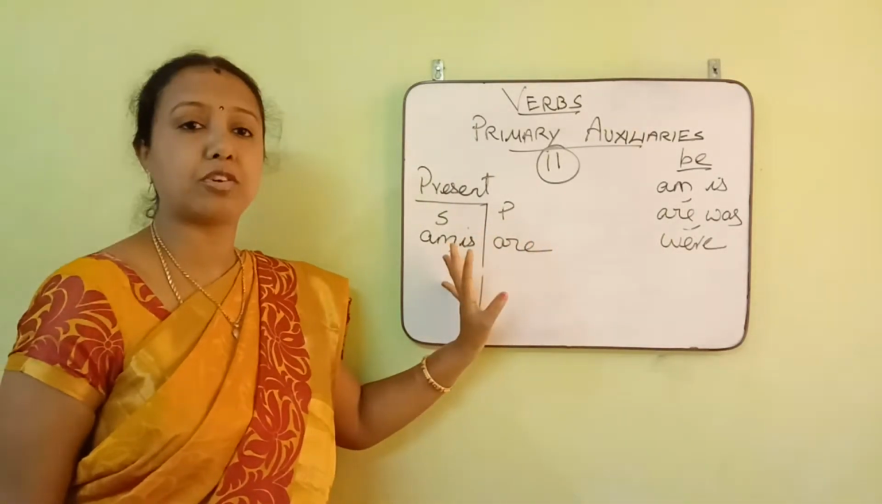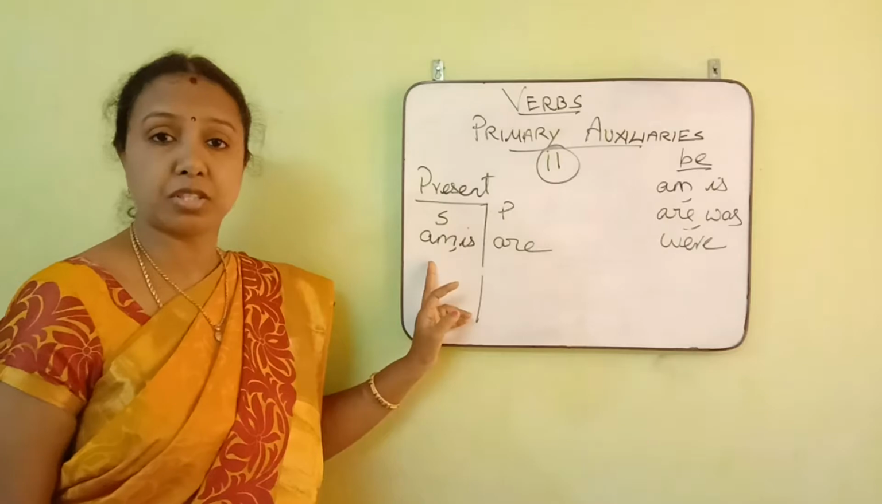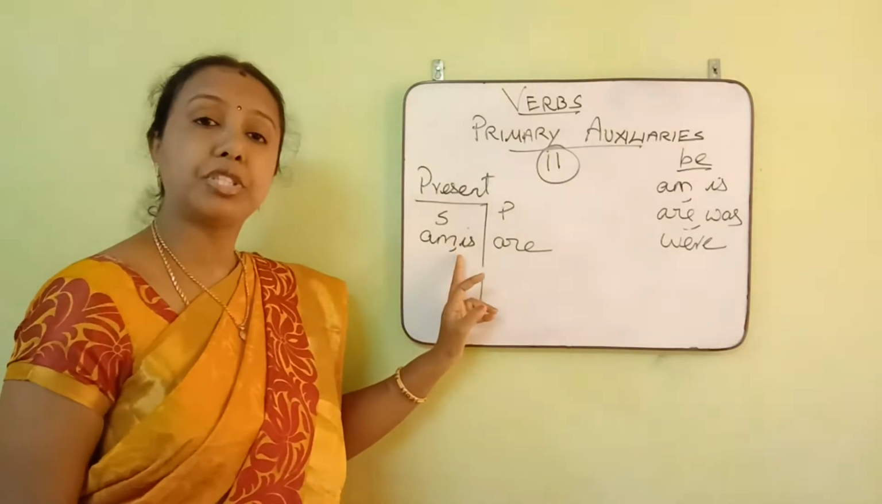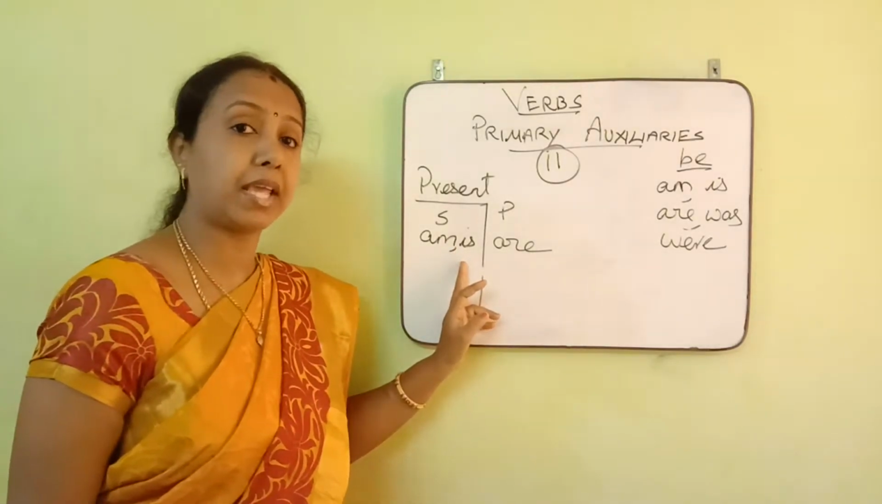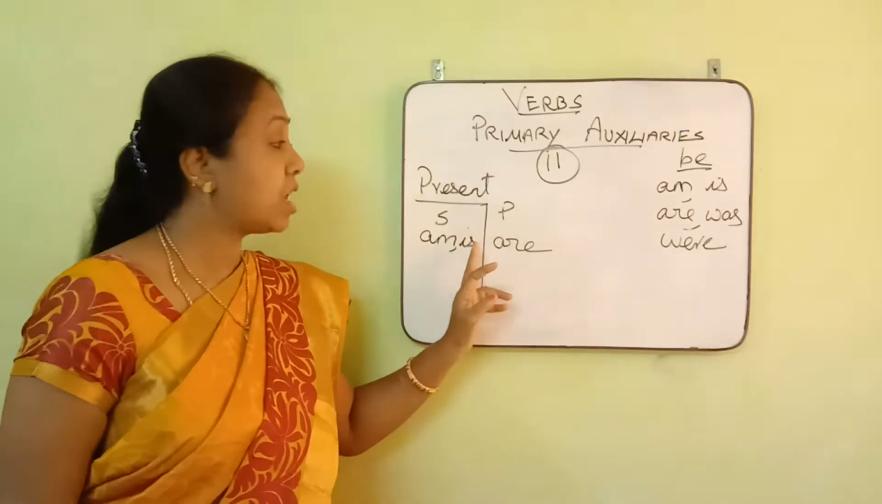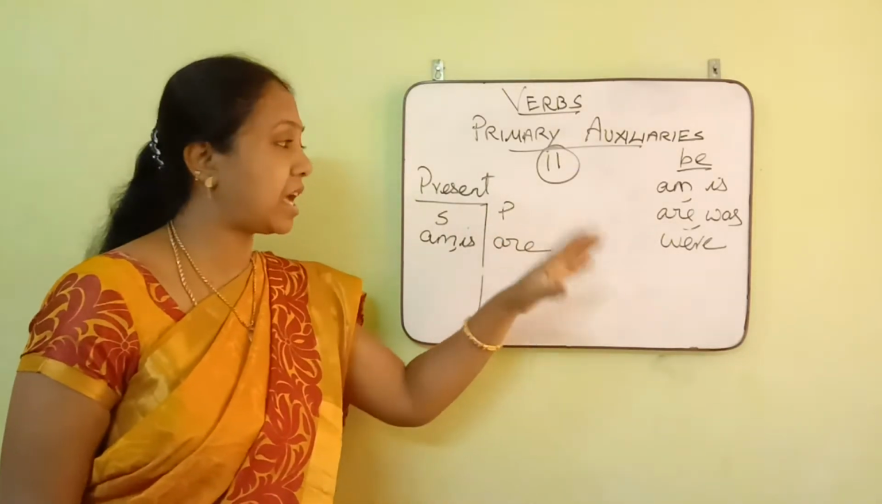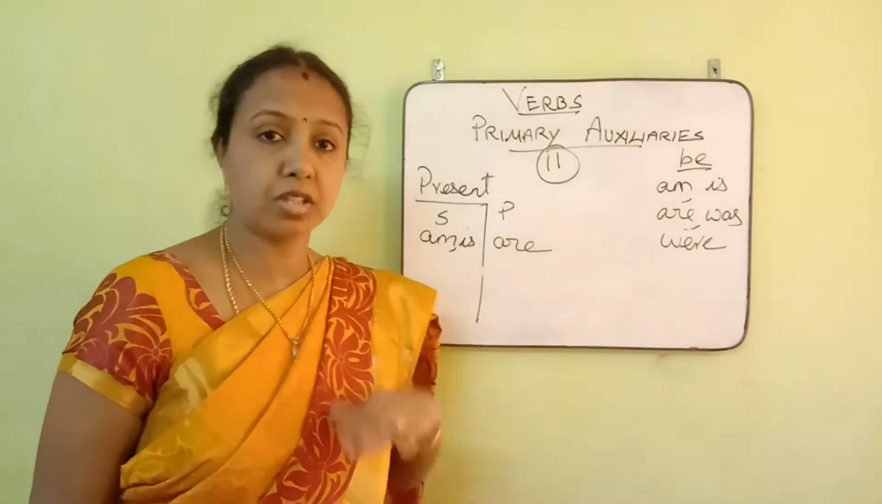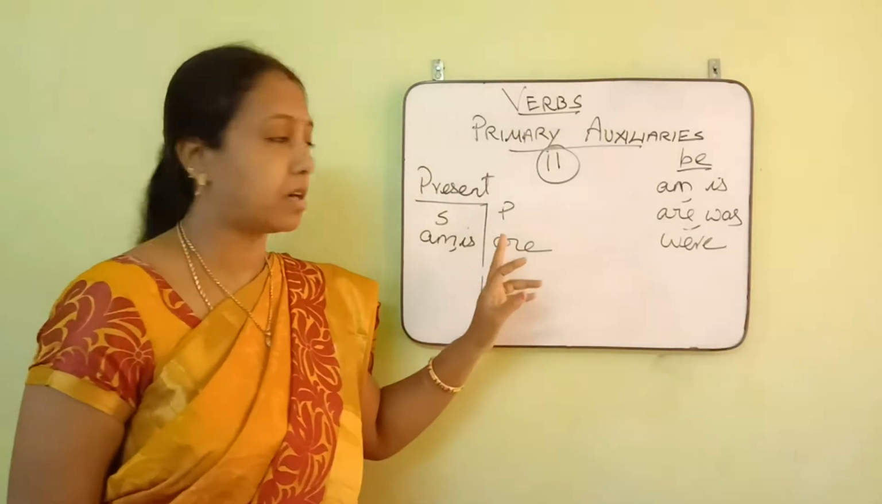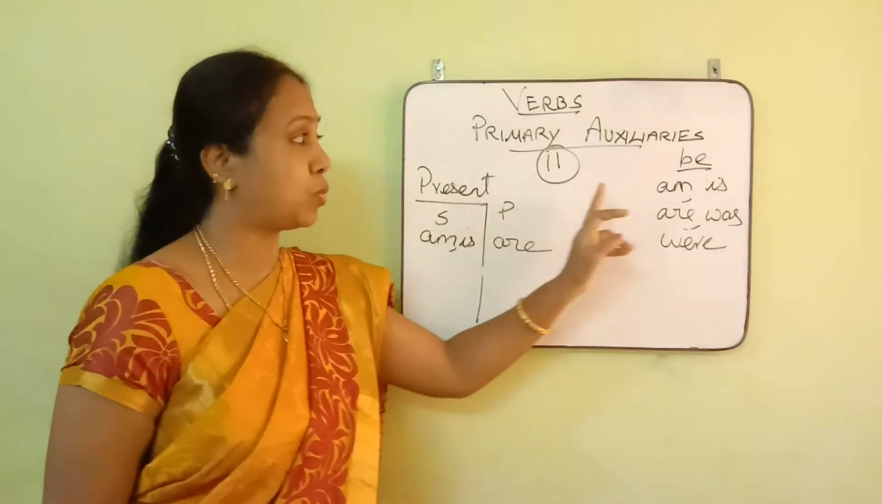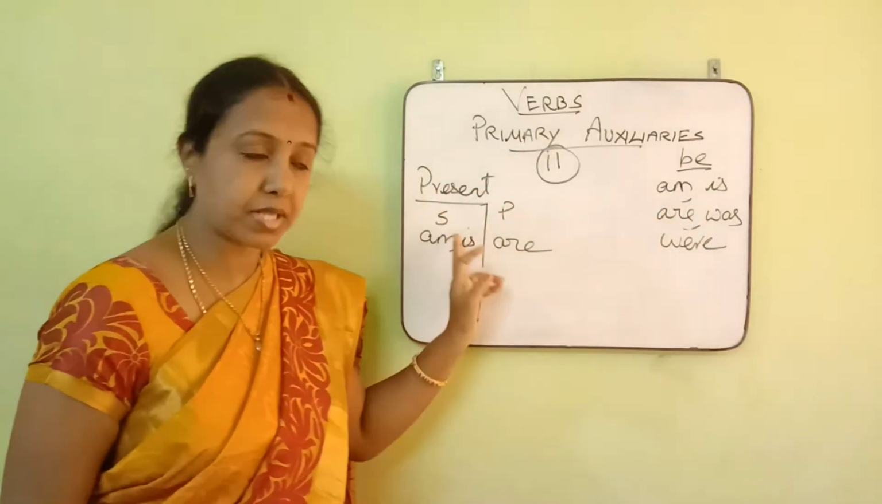Now for example, when I tell a sentence, I am a teacher. She is writing, she is playing, he is writing. When you talk about are, plural: they are running, they are watching the movie, they are sitting in the park. So that is the present tense when you talk about the be verb forms in present tense alone.